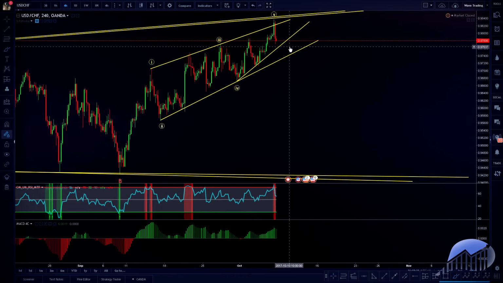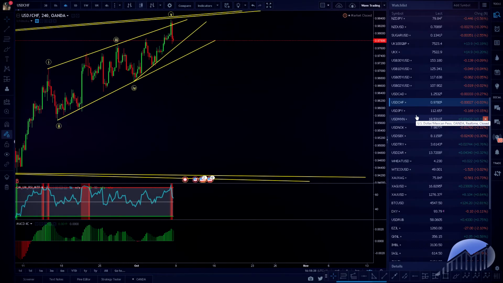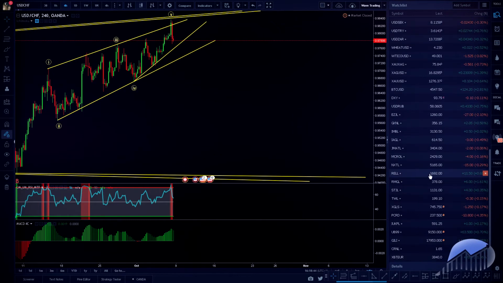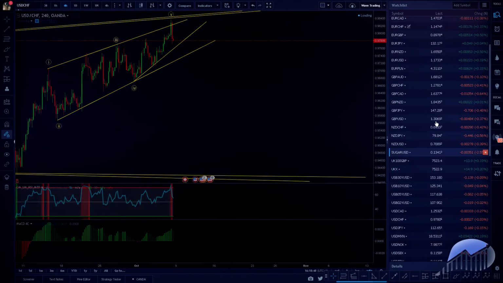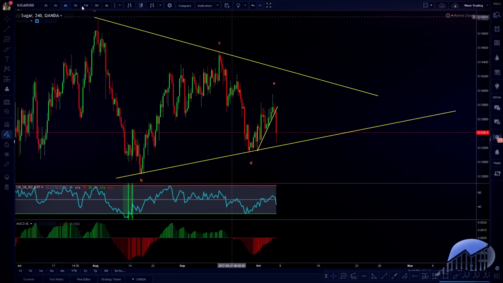So you could try to sell both. So that's dollar CHF. Now, I don't actually normally trade this, and I've never opened a trade on it. However, it looks like there's a good opportunity on it actually.